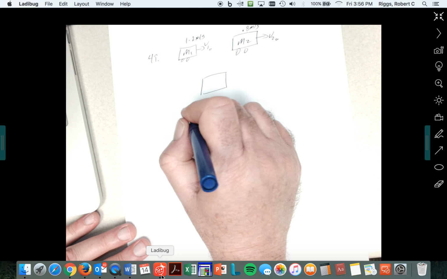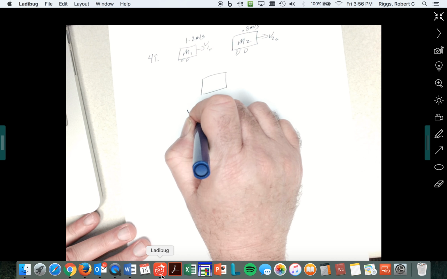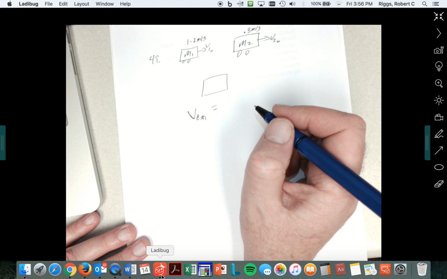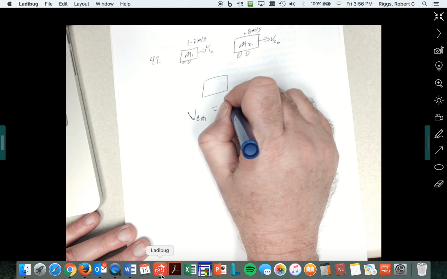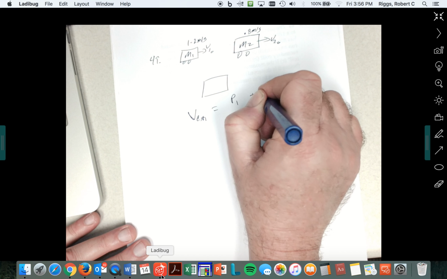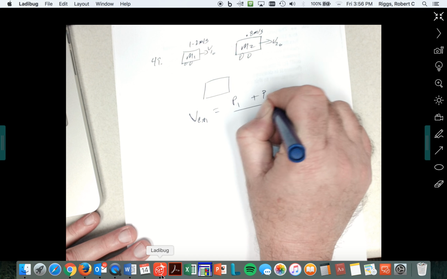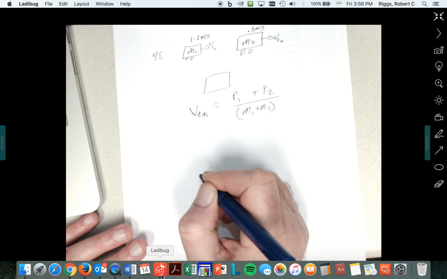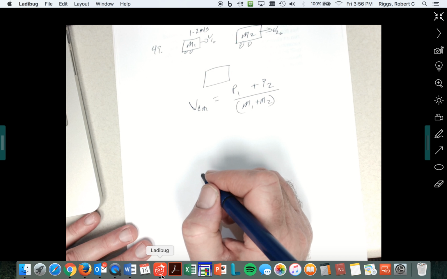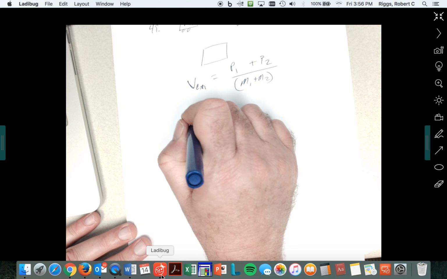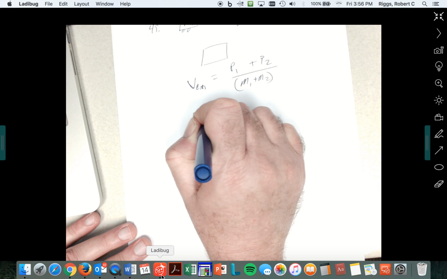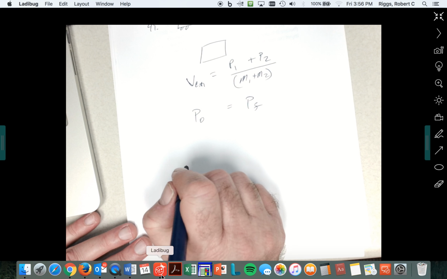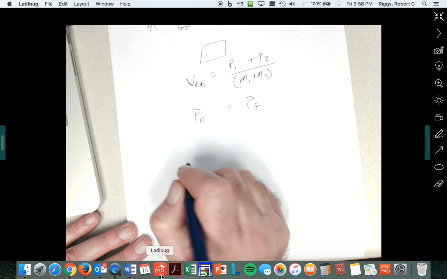But to find the velocity of their center of mass is not that hard. You just take the momentum of 1 plus the momentum of 2 and divide it by mass 1 plus mass 2. That's it. Now, when they hook together, their momentum before is going to equal the momentum after. So I wonder what the velocity of the center of mass is. Look what you're going to wind up with.